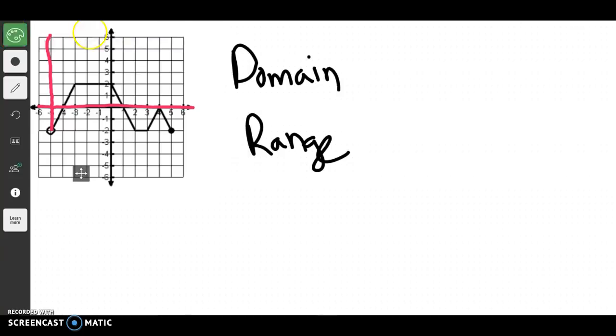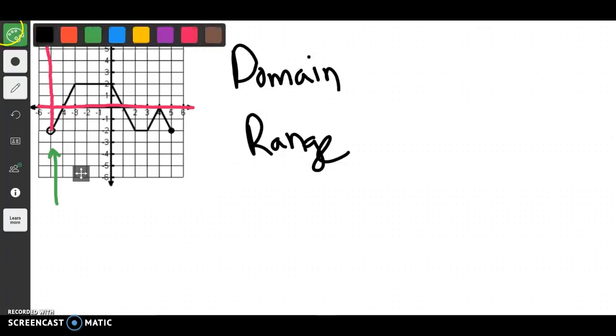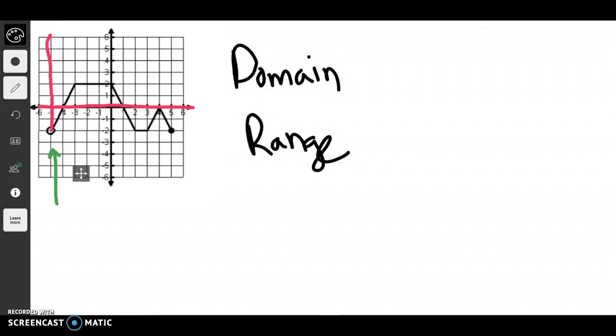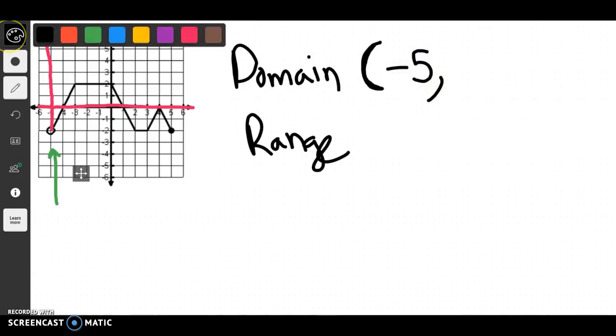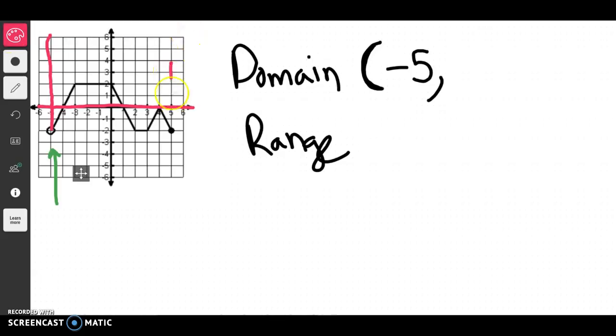Now, if you look at this, you see this open dot right there. That means that point is not included. Like, we don't have that point. It goes all the way to that point. So we're going to use this time a parenthesis because that means not included. And that's all the way there at -5. And then we're going to go to its highest point, which is right here at 5. And that point is included because it's got a solid dot. So it gets a bracket.